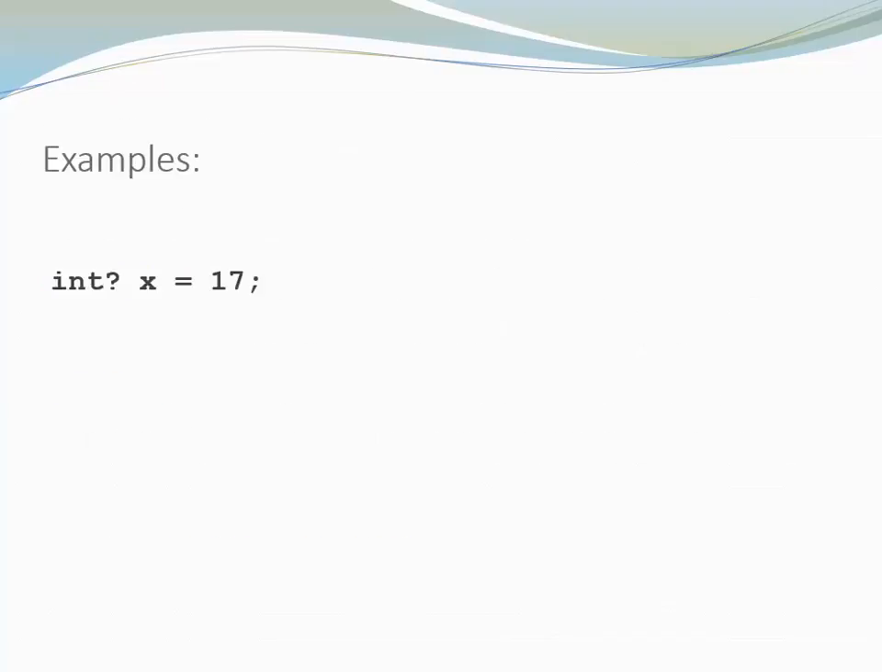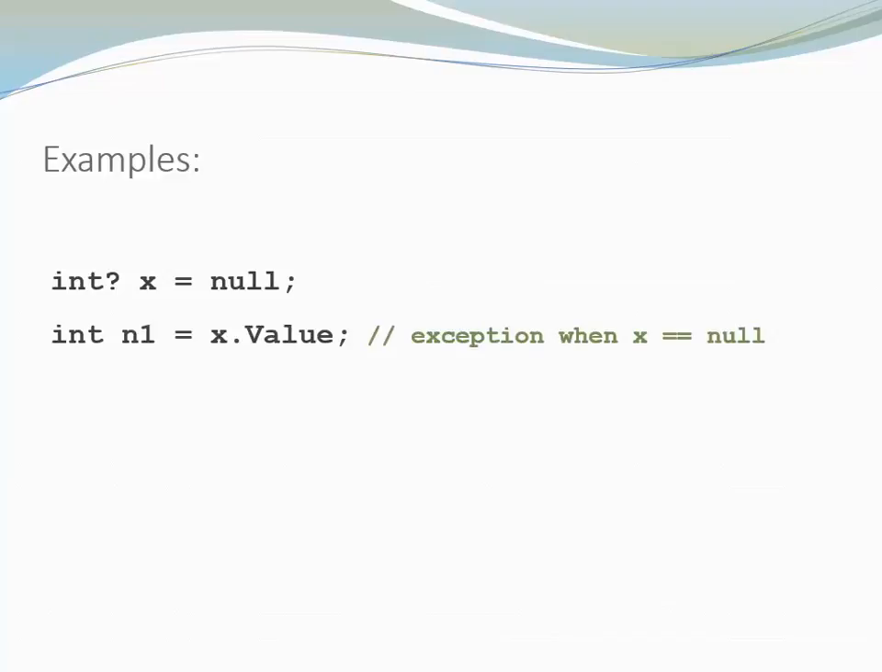Let's look at some examples. Here I have a variable called x and it is of type nullable integer. I assign 17, which is perfectly fine because 17 lies nicely in the integer range. I could also have assigned null because the nullable integer allows me any integer or the additional null value. Now if I tried to access the value of x, which in my case happens to be null, an exception would be thrown.